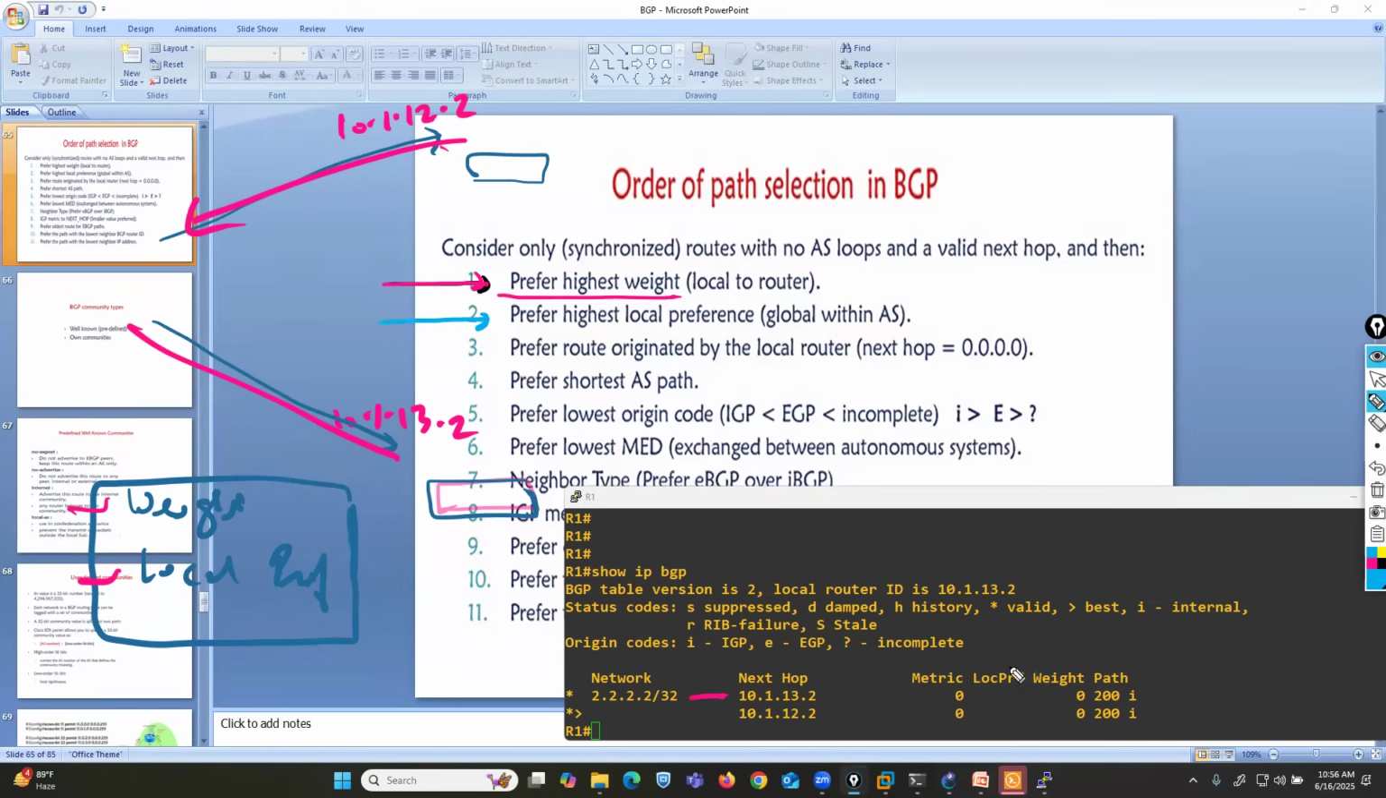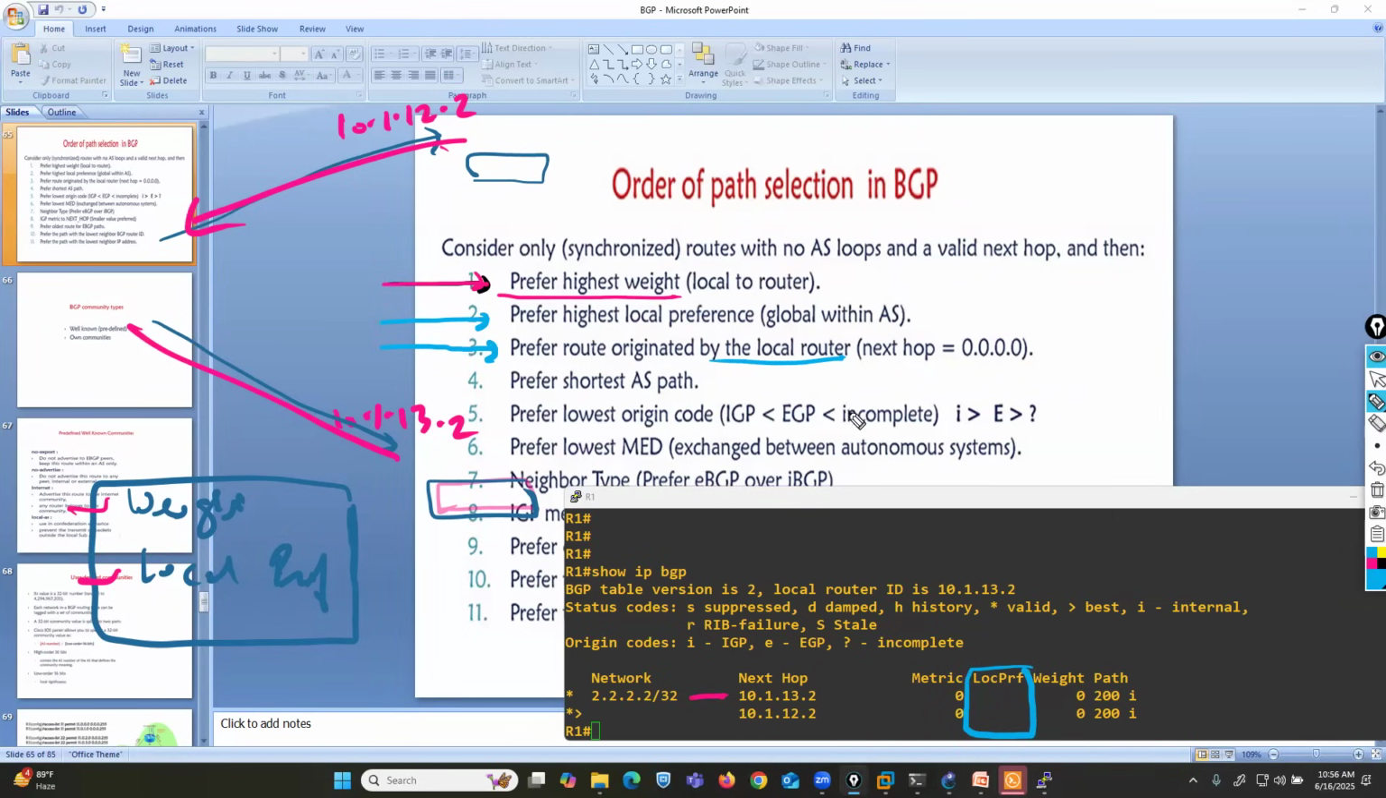You can see right now there is no local preference configured here, but the default is 100. Next, prefer routes originated locally by the router. These routes are not related to the same router. These routes are coming from a different AS. They are not generated locally by the router.